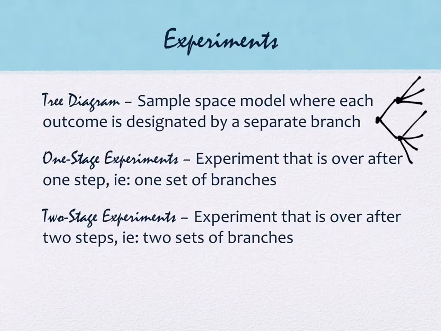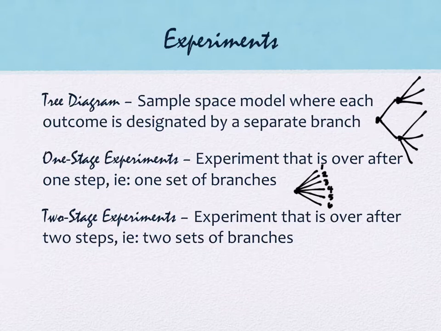One-stage experiments are experiments that are over after one step, that is, one set of branches. So when we rolled our die and got 1 through 6, a tree diagram for that might look like this. It's a node with 6 outcomes, and we would write the outcome's value on each branch: 1, 2, 3, 4, 5, 6. You can barely see my numbers, but we would actually write the probabilities along the branches as well: 1/6, 1/6, 1/6, 1/6, 1/6, 1/6, because they're all equal in that case.